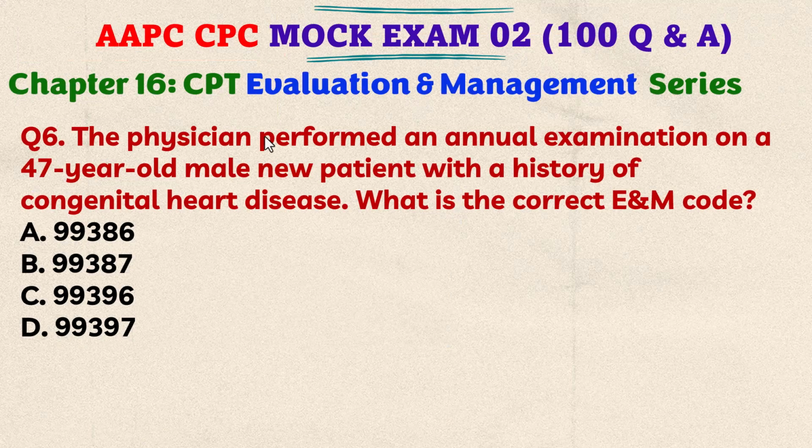Question number 6. The physician performed an annual examination on a 47-year-old male new patient with a history of congenital heart disease. What is the correct E/M code? So there are 4 answers available. Take your CPT code book and find the answer. So here you have to highlight this is annual examination. So this annual examination is included in the preventive care medicine, and the patient is new and has a history of congenital heart disease. Once you look at the codes, also adjacent codes, so you can use the elimination method.